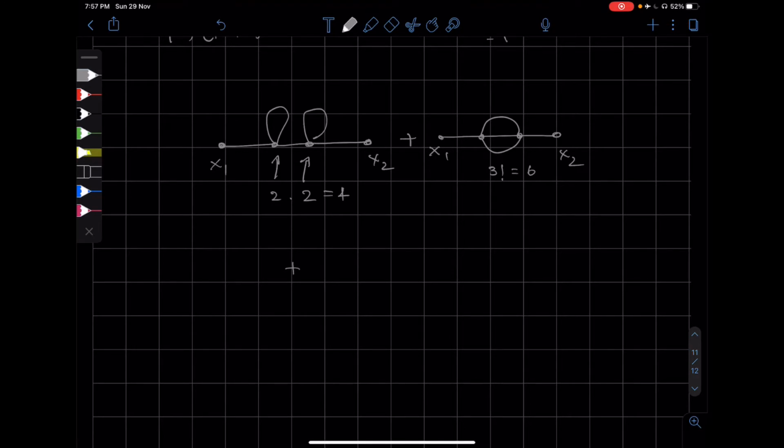And then we are also going to have a term of the same order where we'll have these two loops in this way. And here we see that there's going to be a symmetry factor associated with this one, which will be 2, and then a symmetry factor associated with this one, which will be 2. And therefore, the symmetry factor for this will be 4.